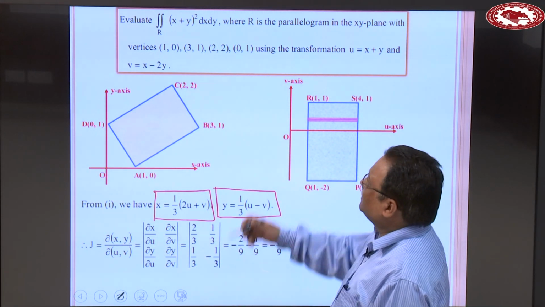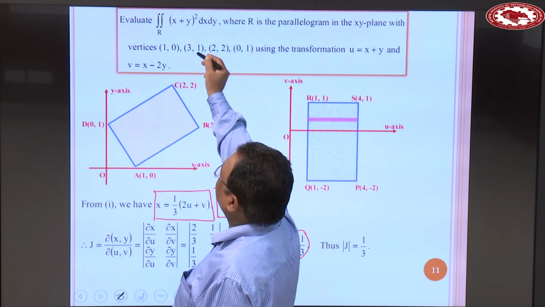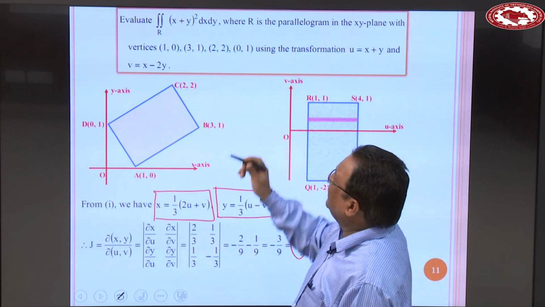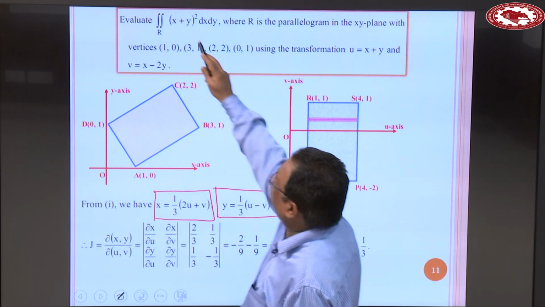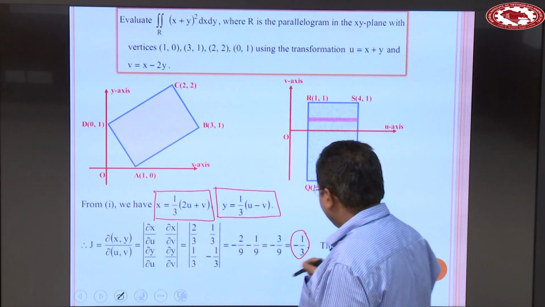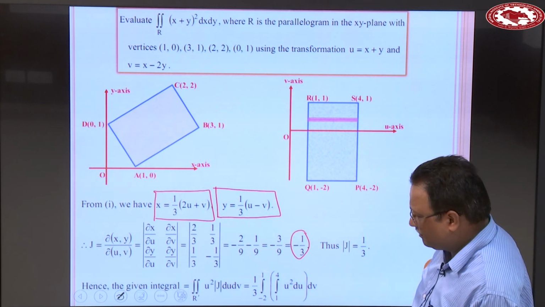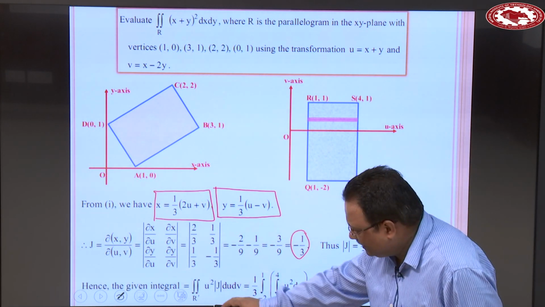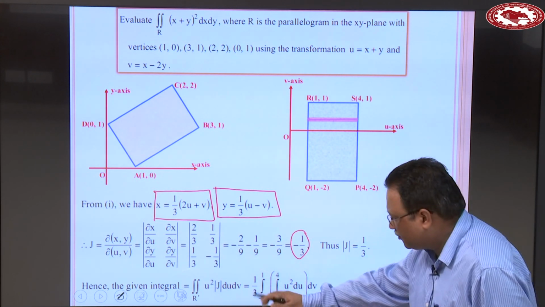So when you solve this problem, the result will be equal to the double integral of (x plus y) square. x plus y is u, so u square, times the value of the Jacobian, du dv, and the value of the Jacobian is 1 by 3, and then solve the given integral problem. So hence the given double integral is u square times the magnitude of the Jacobian, du dv, and the magnitude of the Jacobian is 1 by 3.